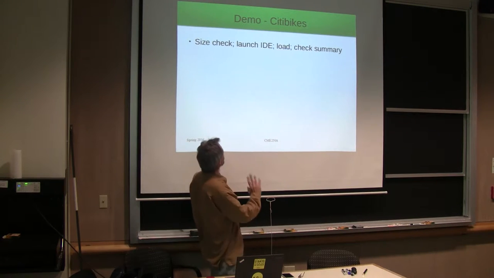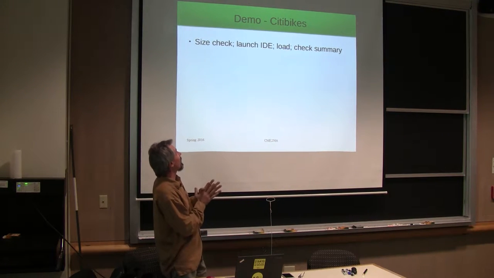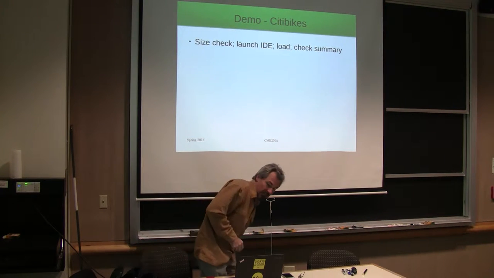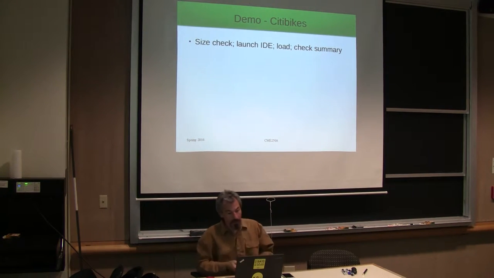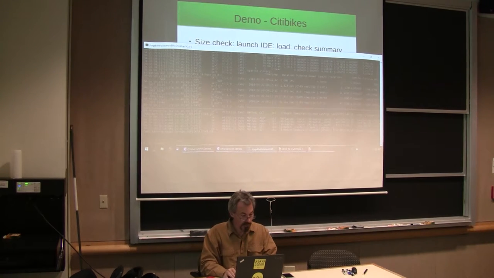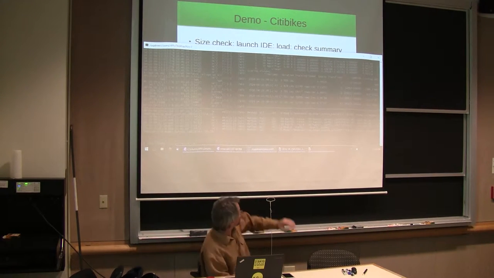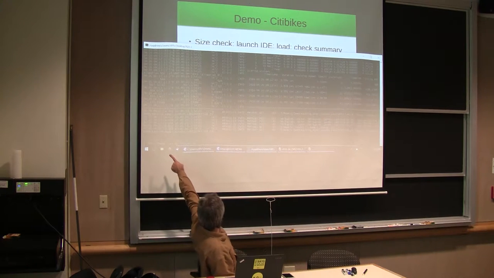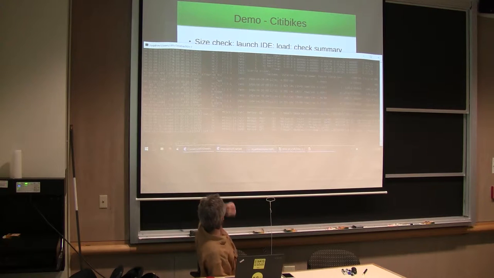So I'm going to do a demo. I'm going to show off Python and Flow at the same time, go back and forth. We'll do a little size check on the data. We'll launch the IDE, and we'll load and do some summary stuff and come back around, and it'll get more interesting as we get into it here. So I'm going to launch a JVM here. I'm going to demand that it's a minimum size, 4 gigs, because I know my data set's at least 2. It probably wouldn't hurt if I was bigger there.